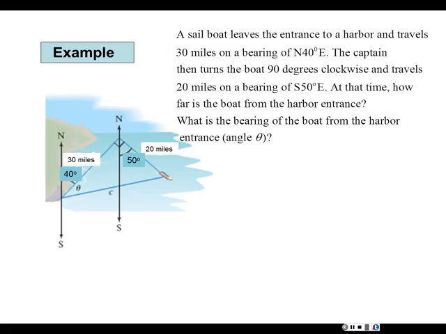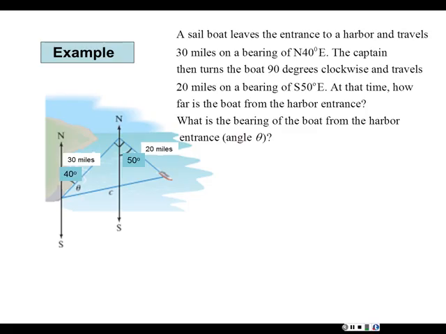So to know the angle, you want to know the theta for sure, right? Because once you know the theta, you will know this whole angle, which will be 40 degree plus theta. Then you will know the bearing of the boat from the harbor entrance, because the boat is here right now. So to know the theta, what can you do? If you look at the question carefully, you know almost all the sides. You know the hypotenuse, you know the other two.